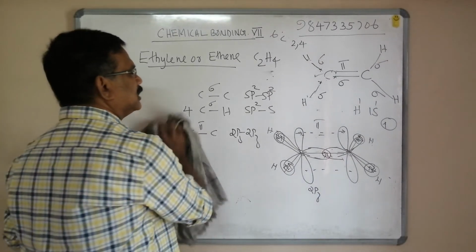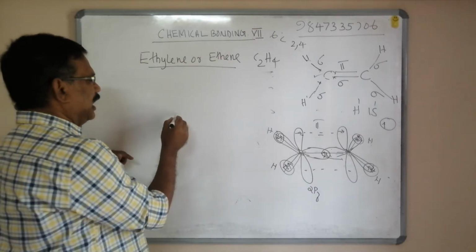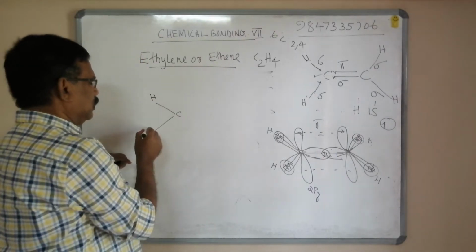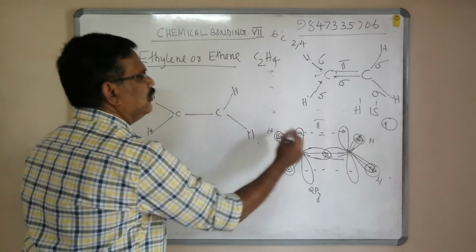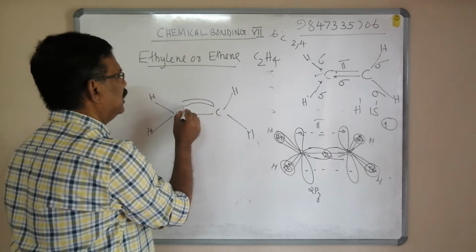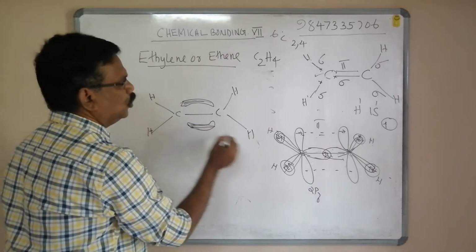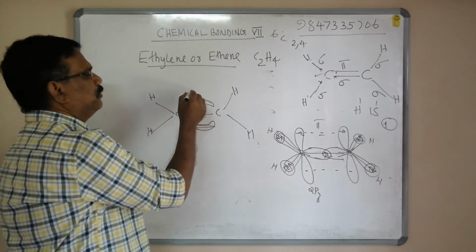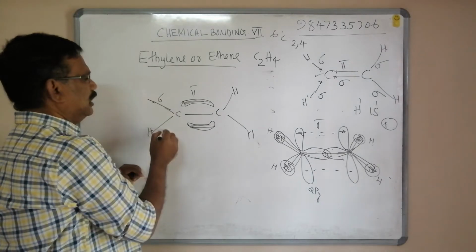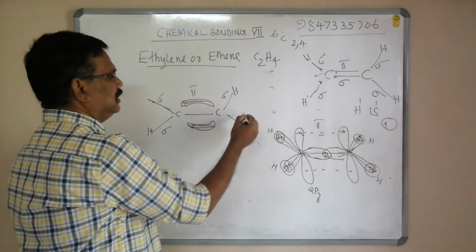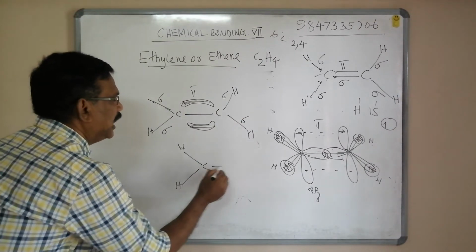So the ethene molecule is planar, and the sketch of this molecule becomes like this. The sidewise overlap between the unhybridized p orbitals gives rise to a pi bond like this. This is the pi bond, and this is a sigma bond, and this is sigma, this is sigma, and this is sigma. So this is the ethene molecule without the pi bond. We can write it like this.